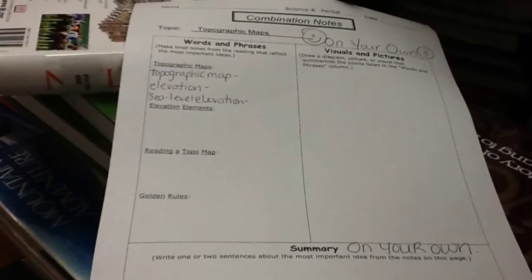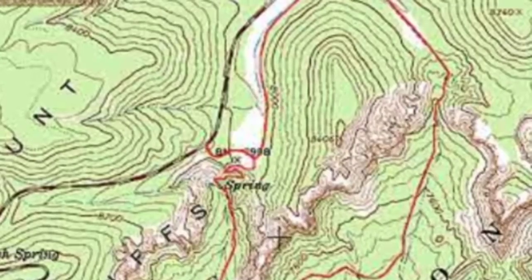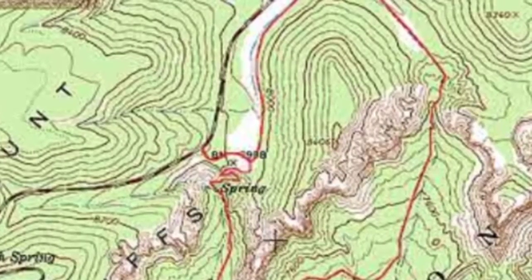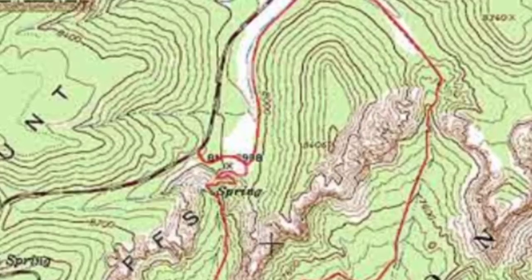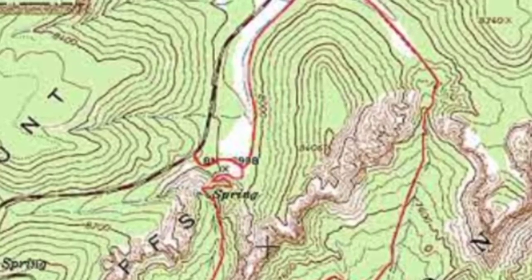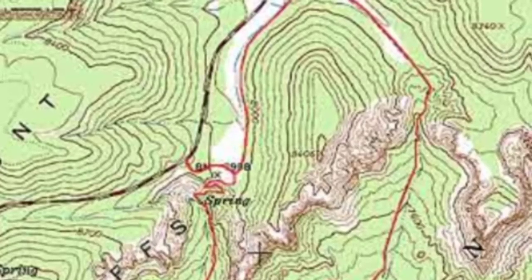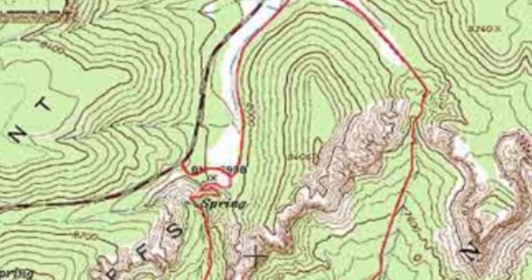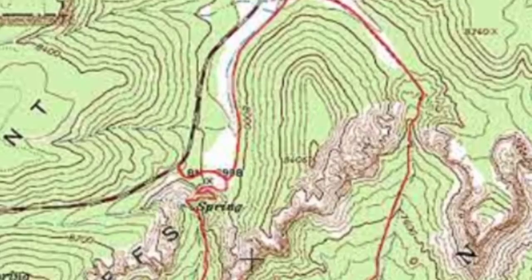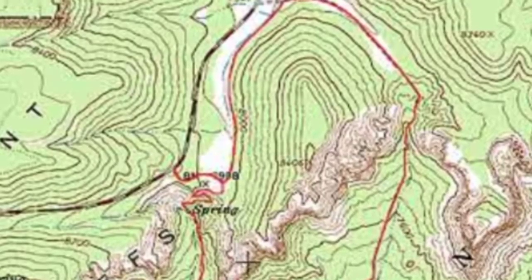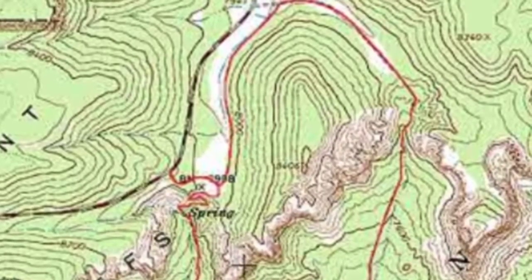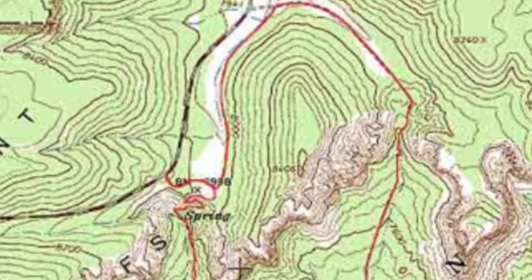Make sure you have this paper handy because this is what you're going to use to take your notes on. Okay, so a topographic map is a map that shows surface features of the Earth. Topographic maps show both natural features such as rivers, lakes, and mountains, and features made by humans like cities and roads. Topographic maps show the elevation of the land. The elevation at sea level is 0.